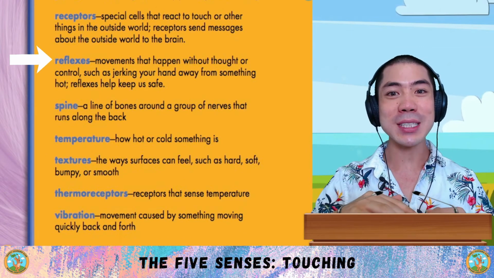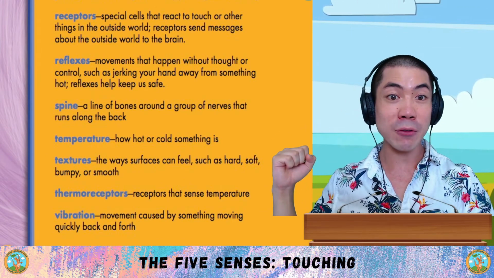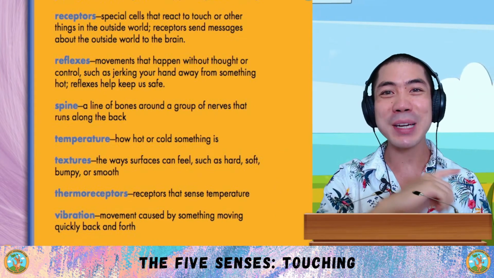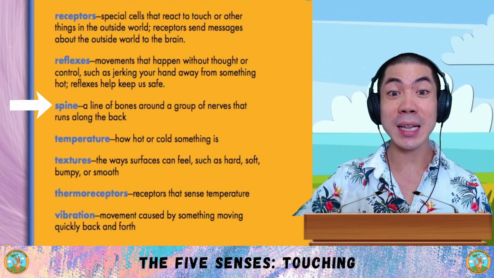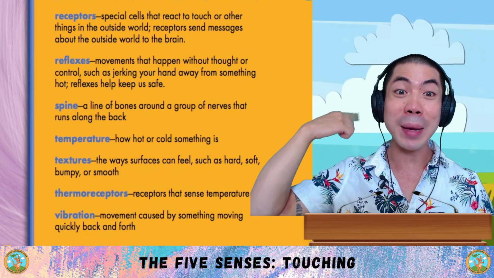Reflexes are movements that happen without thought or control, such as jerking your hand away from something hot. Reflexes help keep us safe. The spine is a line of bones around a group of nerves that run along the back.